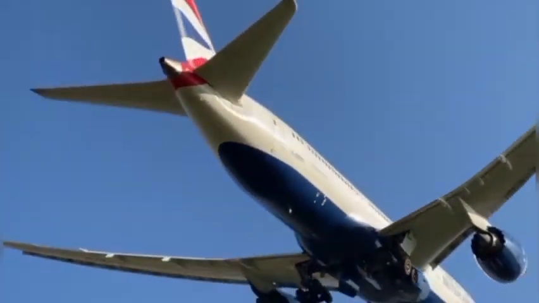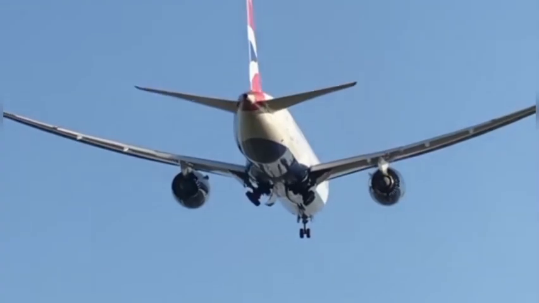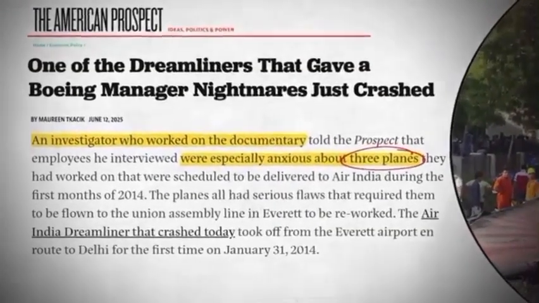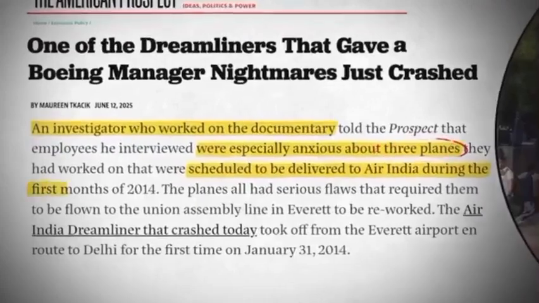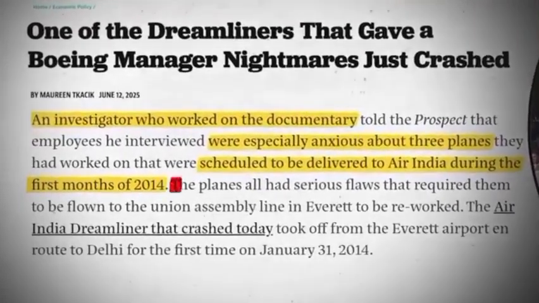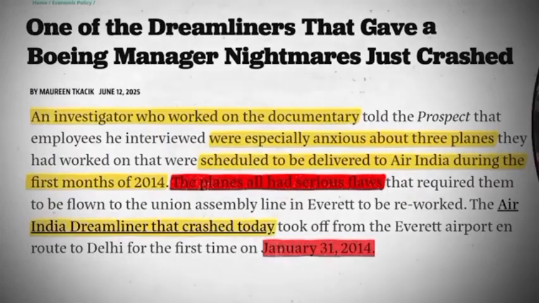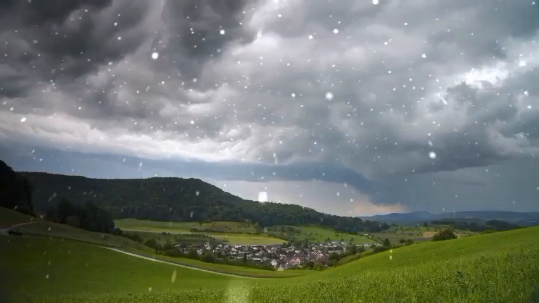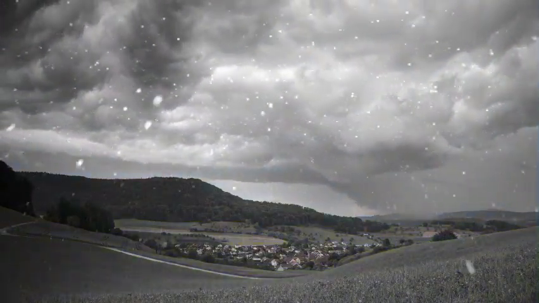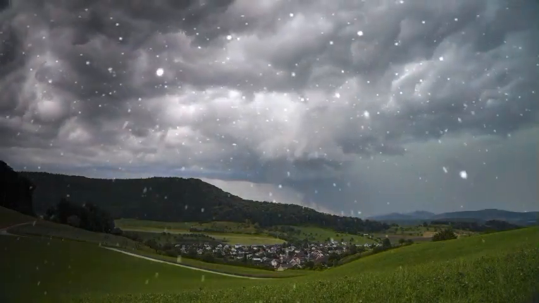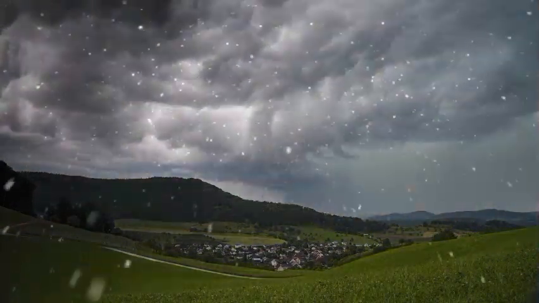Similarly, an investigator from Al Jazeera who interviewed the employees of Boeing said that he was particularly worried about 3 planes, which had to be delivered to Air India in the first month of 2014. These planes had many serious flaws. The 787 Dreamliner that crashed on the 12th of June was also delivered on the 31st of January, 2014. Is this supposed to be a coincidence?